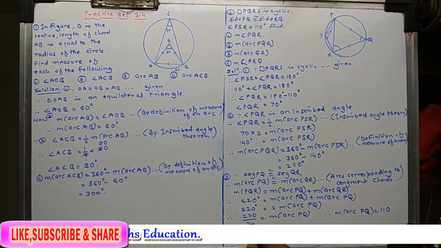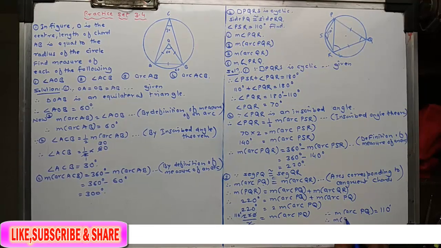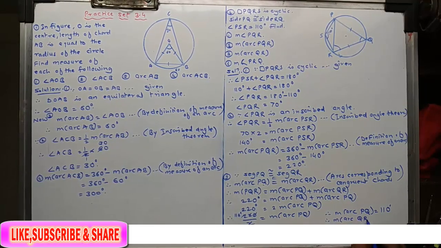and therefore the measure of arc PQ is, just simplify here: 2 ones are 2, 2 ones are 2, and 0s are 0. 110 degrees. Okay, so in this way we can find the measure of arc PQ, and therefore the measure of arc QR is also 110 degrees. Okay, up to this it is over.